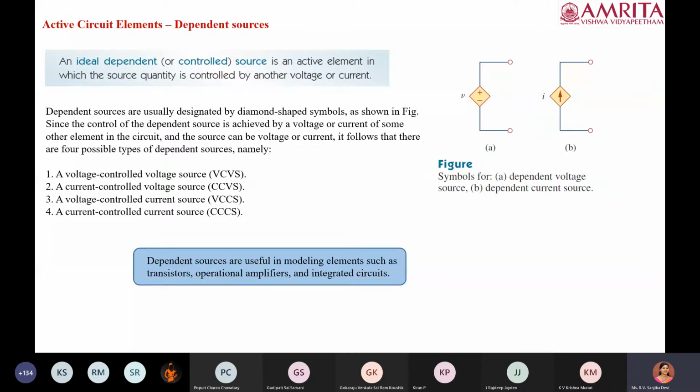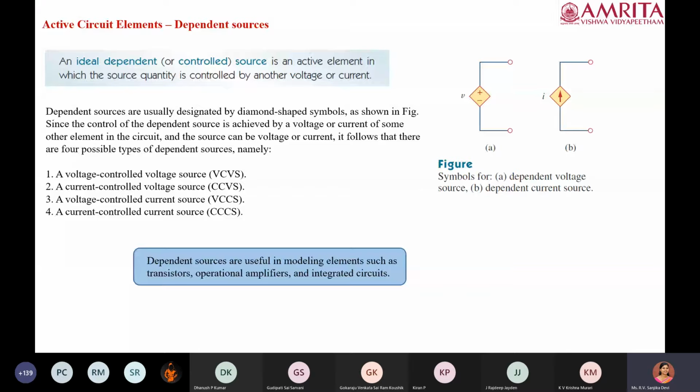So what is an independent source? Anyone? It maintains constant voltage across. Yes. If it is an independent voltage source, it maintains a constant voltage across it, irrespective of the change in the current or voltage at any other part of the circuit. So such sources are basically called independent sources.